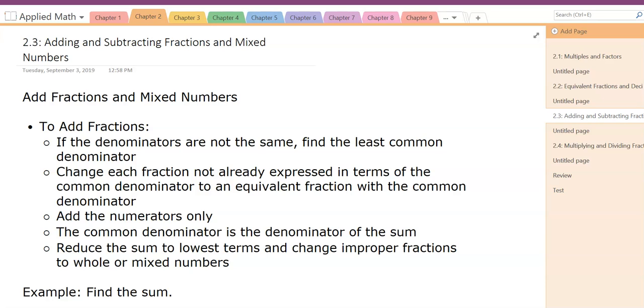Make sure for your final answer that it's in lowest terms. So if you get something after you add or subtract that can be reduced, you want to make sure that you're taking a minute to reduce it before you move on from that answer.